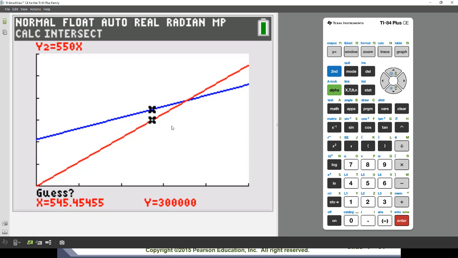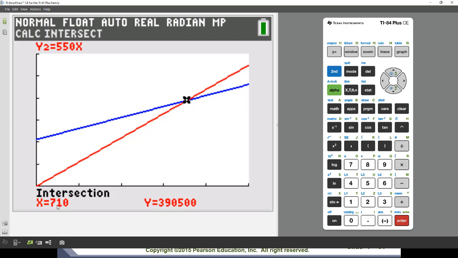It asks me to guess because we find intersections a lot in college algebra, in trig, and in calculus. And we're going to have multiple intersections in those courses. So it's going to ask us, hey, what area do you think it is about? We are not going to have to guess in this class because we're dealing with linear functions. So when it asks you to guess, just hit enter again. When it asks you to guess, hit enter again. And it tells us the intersection.